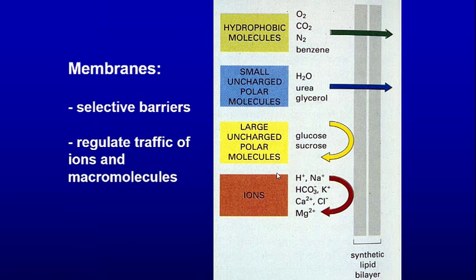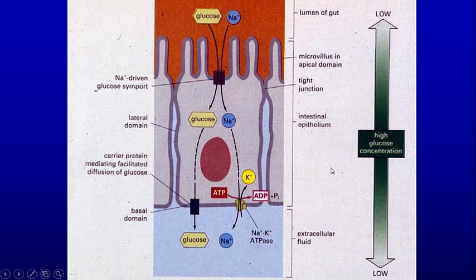Now, some things in membranes, it's a selective barrier, but it can't stop everything from going through. Oxygen, carbon dioxide, nitrogen, benzene, things go right through. Water goes through pretty freely, but there may be some kind of channel associated with that. Urea, glycerol goes right through. Glucose we need, it doesn't go through. And ions, especially charged ions, don't really go through. And so you have to make some kind of arrangements for that to occur.